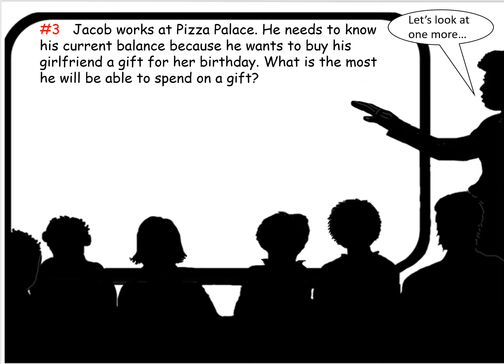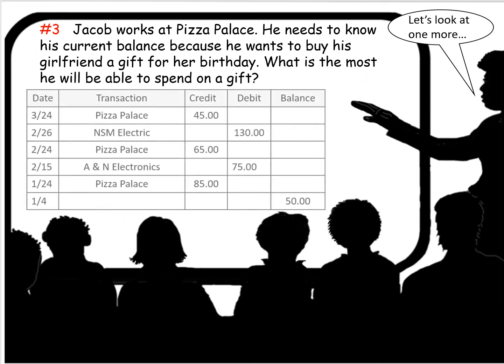Let's look at one more problem. Jacob works at Pizza Palace. He needs to know his current balance because he wants to buy his girlfriend a gift for her birthday. What is the most he'll be able to spend on a gift? So we've got to figure out his current balance, based on all his debits and credits.